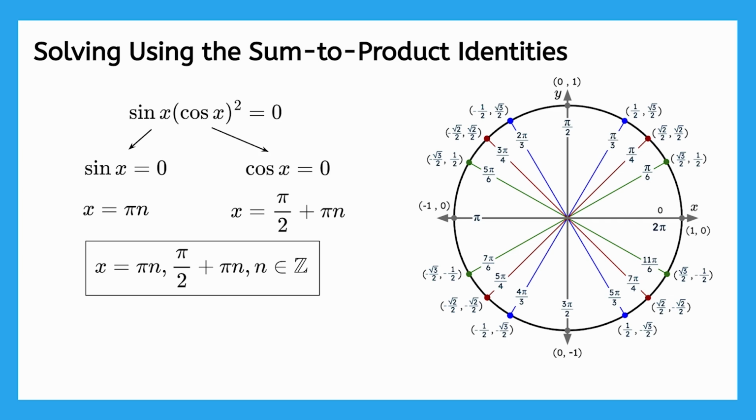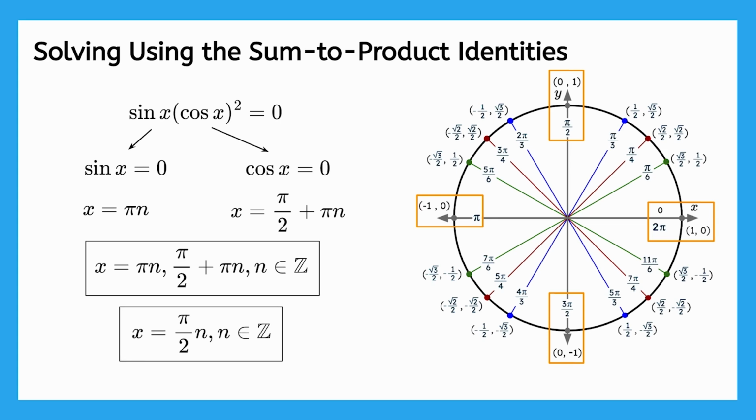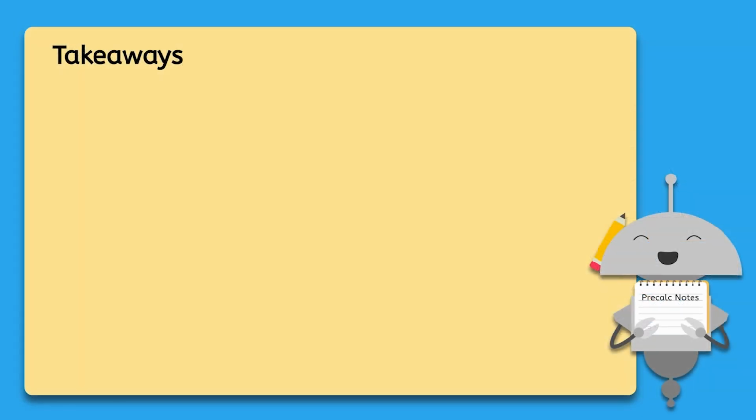We can also simplify this answer a bit more. Looking back at the unit circle, we can see that all of the possible solutions are simply multiples of pi over 2. So we could also write our answer as x equals pi over 2n, where n is an integer. Nice work!